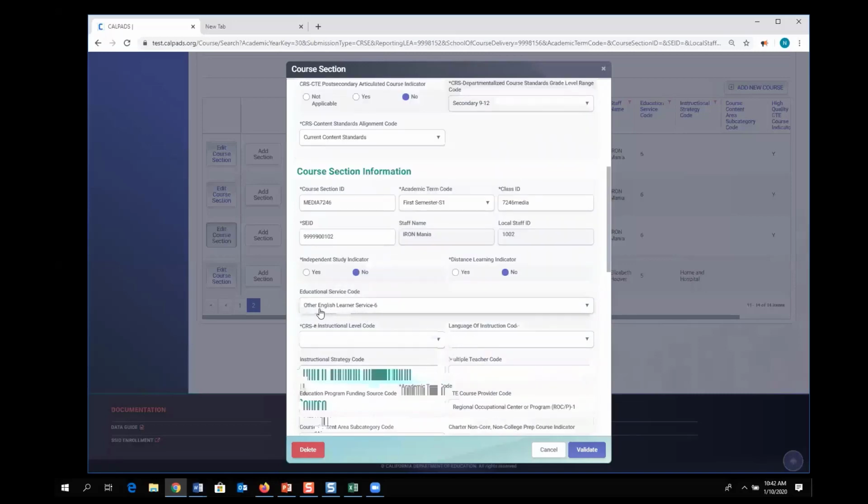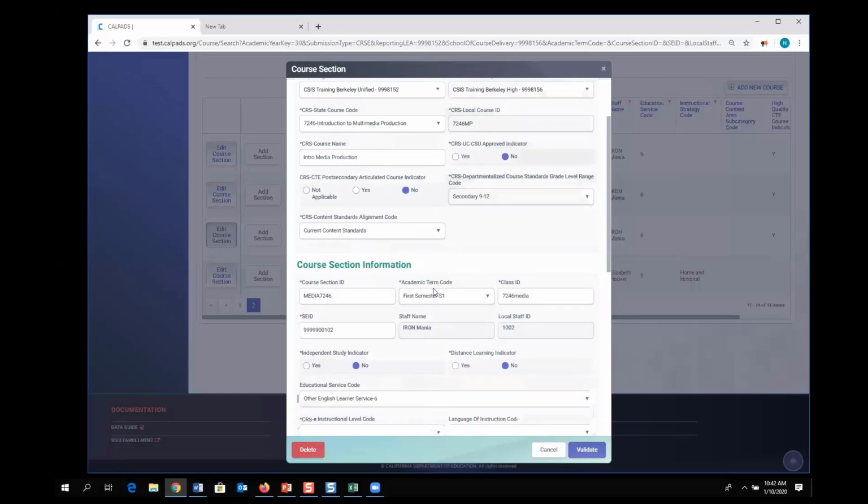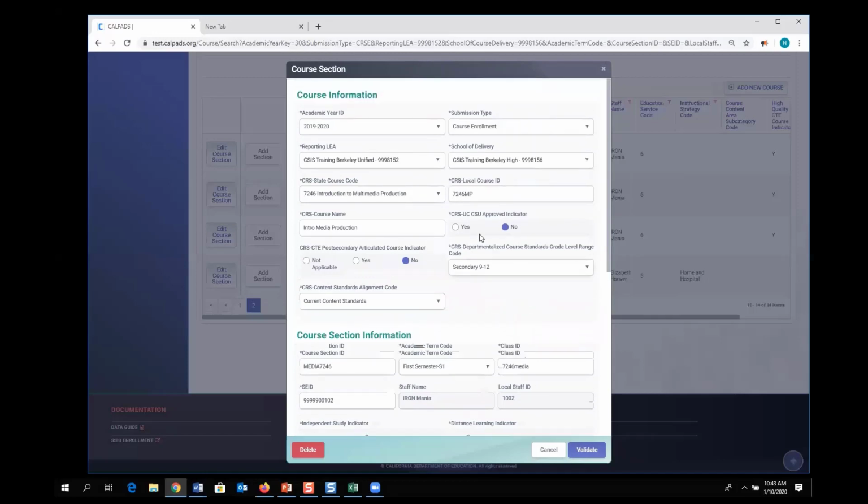So does the course provide EL services? That has to be populated. Is it independent study or distance learning? That has to be populated. Everything's the same. Do the content standards align to the current standards, prior standards, or no standards? No exception here. Everything has to be populated as a normal course. Does the course meet UC-CSU requirements, the A through G requirements? What level is the course, right? What grade standards? Is it K through 4, 5 through 8? Is it not applicable? Is it secondary, right? So CTE is treated like any other course.